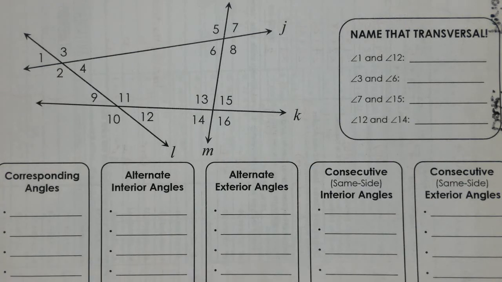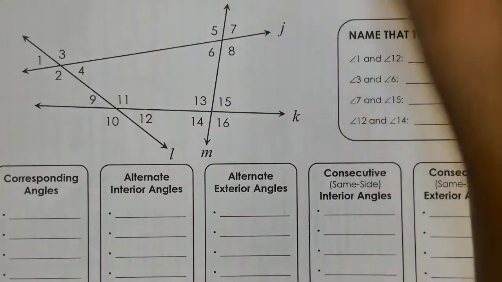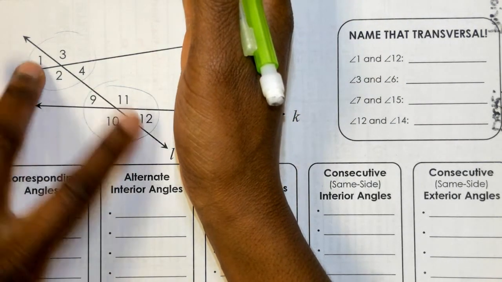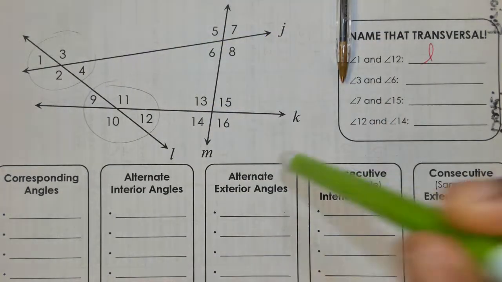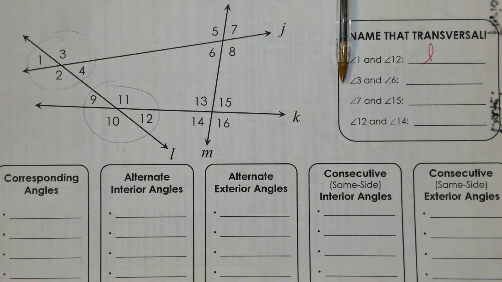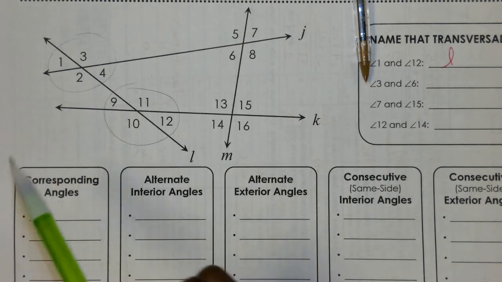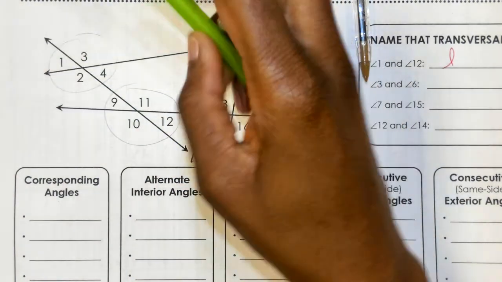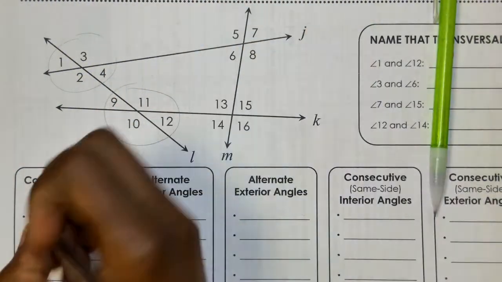So 1 and 12, we're looking for what transversal they're on. So 1 and 12 are again on this vertex and this vertex. So I can cover M and I still can see 1 and 12, so my transversal would be L. Alright, so if I just look at L first and then do a set of each of these. So I'm going to look for a pair of corresponding angles on L. It's going to be any two that are in the same position relative to the vertex. So this is in the top above the line, and it's on the right side of the transversal. So 3 would match up with 11. They would correspond.